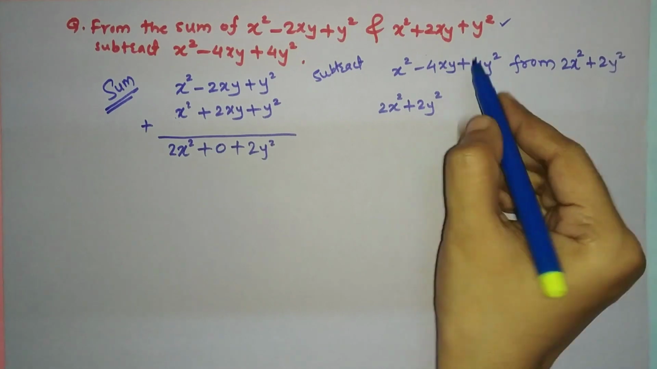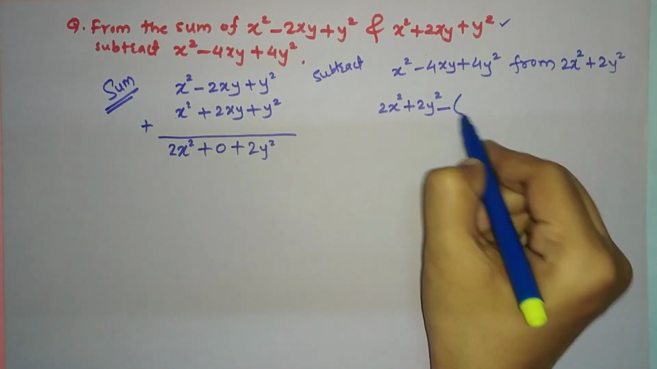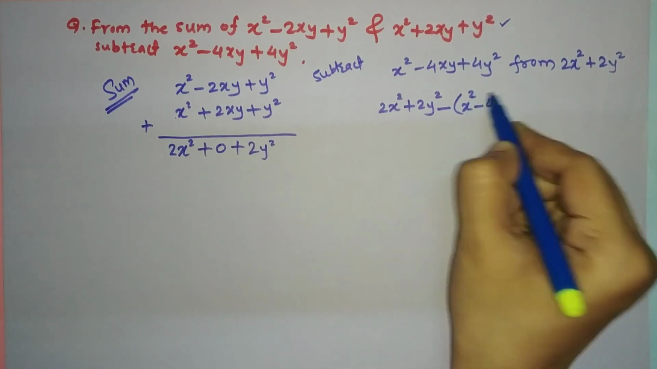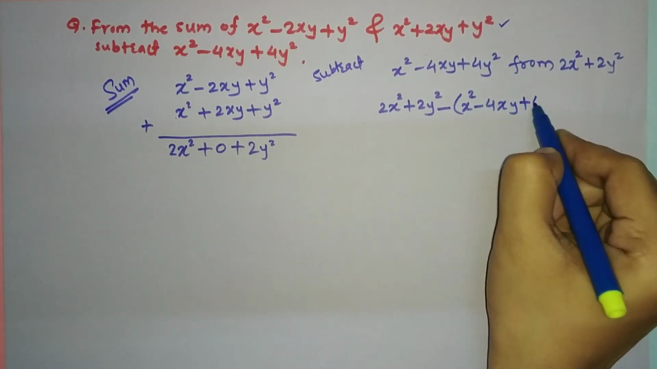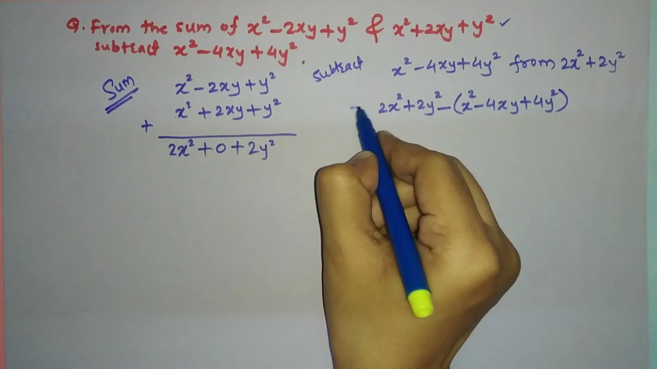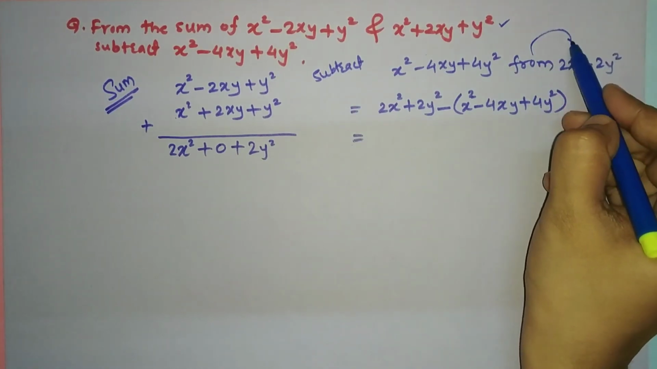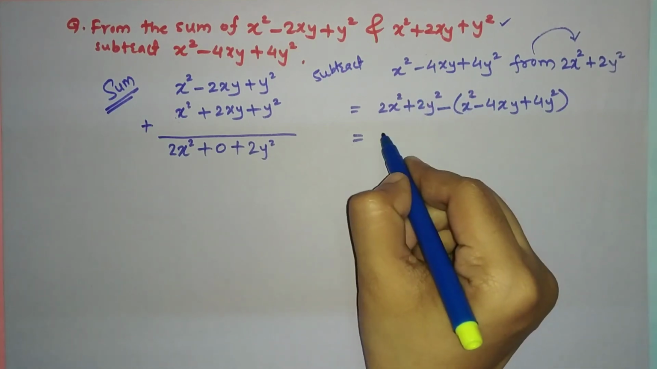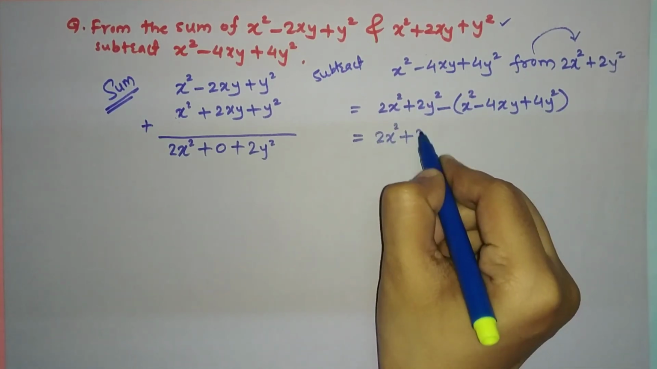Now friends, we need to subtract it. So we'll write a minus. I am performing in a horizontal way. X square minus 4xy plus 4y square. From this expression, I am subtracting this. So this expression I'll write down first: 2x square plus 2y square.